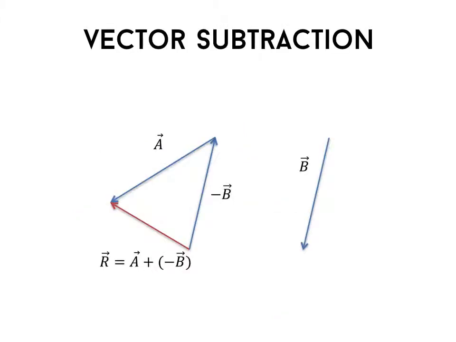Subtraction is very similar to addition but uses a negative of the vector, which has the same magnitude but opposite direction. We define the operation A minus B as the negative of the vector B added to the vector A, using the same triangle rule.